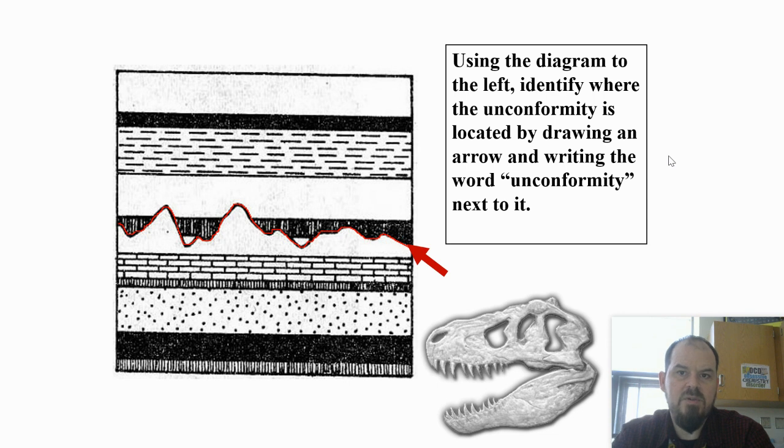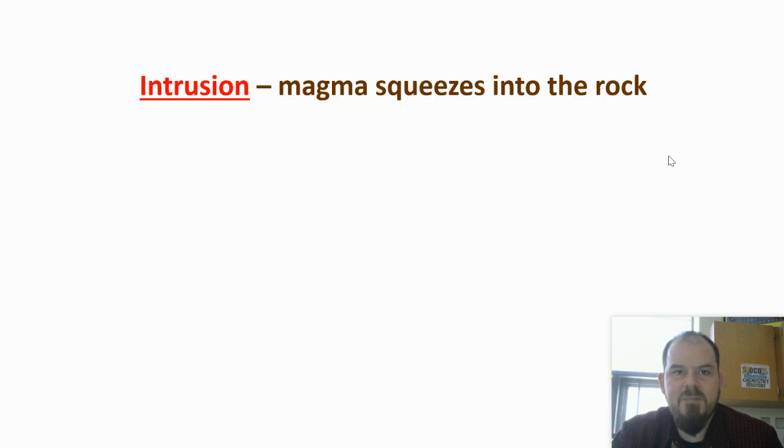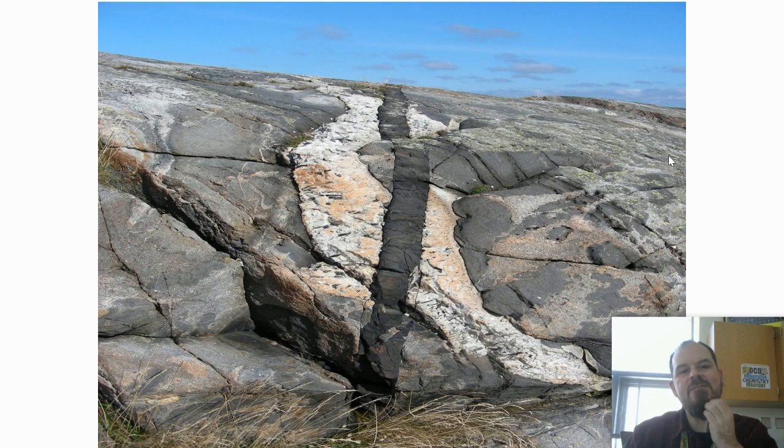You have to be able to tell me what was going first. Okay. But using the diagram to the left, identify where the unconformity is by drawing an arrow and writing the word unconformity next to it. Oh, I don't have you. I just want you to be able to understand what this picture is and how to do it. So when you see it in a castle or something, you can do it. Okay. So unconformity. There's a perfect unconformity. And it also looks like possibly an intrusion. We're going to get to that next. We'll save that for next video, next page. All right.